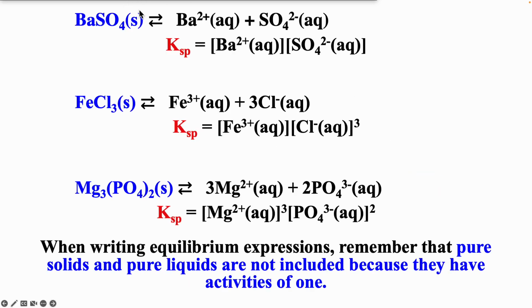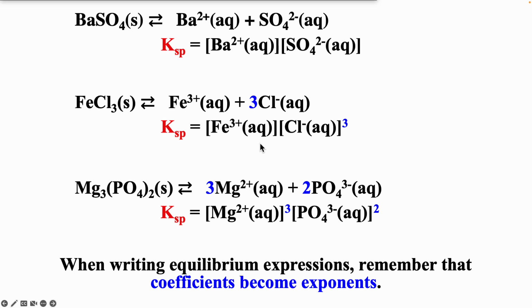And so here we have barium sulfate. Again, products over reactants, coefficients, and pure solids and pure liquids do not appear. Iron chloride, same thing. And again, please remember the coefficients become the exponents. So for the iron chloride, you have the iron concentration times the chloride ion concentration to the power of 3. Pure solids and pure liquids do not appear.